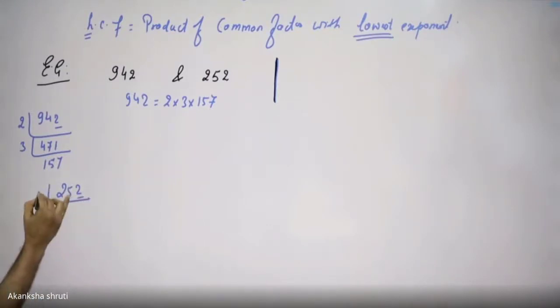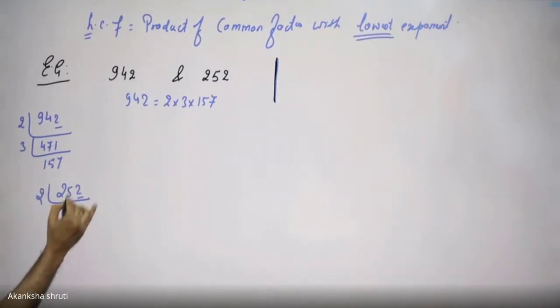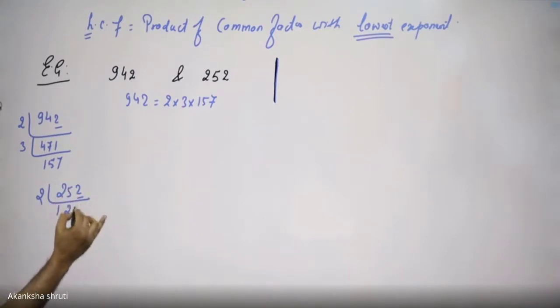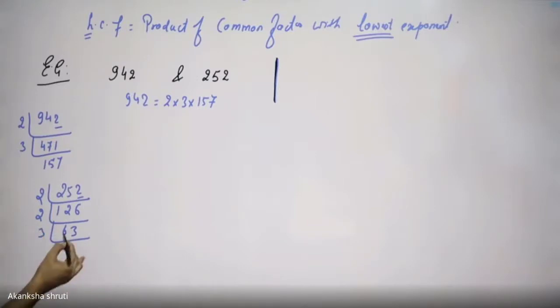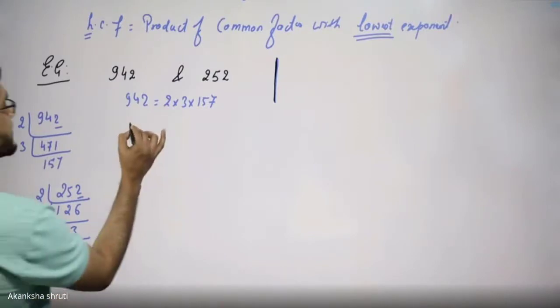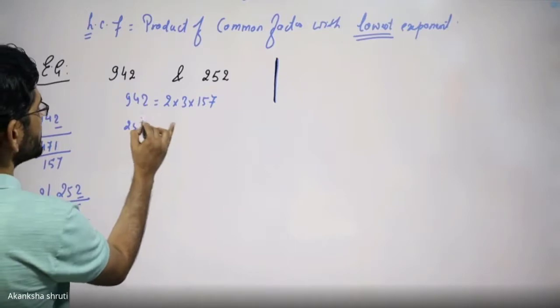It is divisible by 2. So 1, then 2s are 4. So 1 is there, 6. Then go for this 2, 6, and it is 3. Again, it is divisible by 3. So take this 3, 2s are, and 1. Then still divisible by 3. It is 7. So students, we shall write the other one, 252 also.